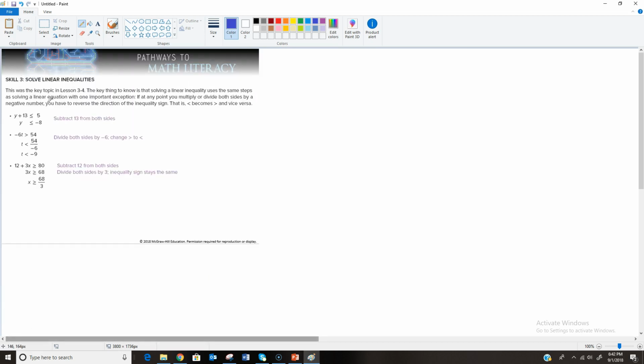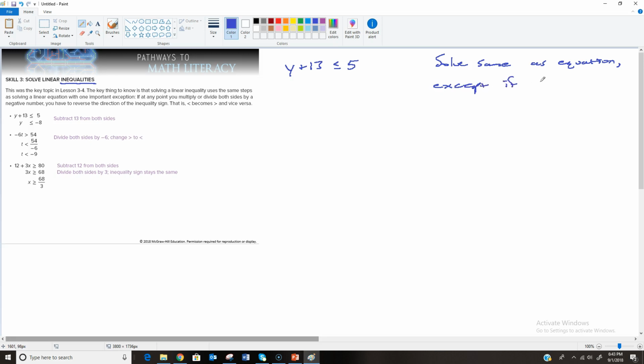So our third skill, the one that I skipped and I came back to here, is solving linear inequalities. So if we start with an inequality, such as y plus 13 is meant to be less than or equal to 5, and we want to know what y has to be rather than just y plus 13, I can treat this as if it's an equation, except for, so I solve it exactly the same way. So solve same as an equation, except for one thing.